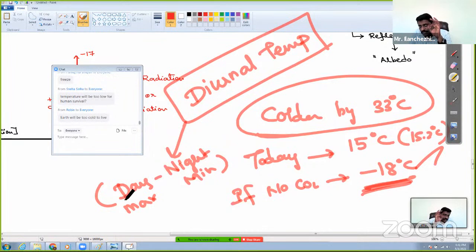I repeat, my friend, factually, forget about life on Earth, forget about the plants. Purely in terms of temperature, one idea says if carbon dioxide would not have been there, Earth would have been colder by 33 degrees centigrade. Number two, the diurnal temperature difference would have been extremely high. Or as somebody said, night will be extremely cold, my friend.